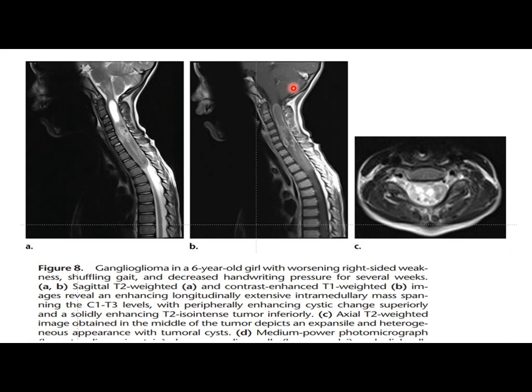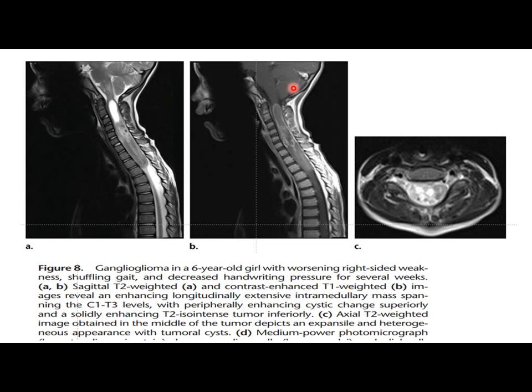Ganglioglioma is another tumor of neuroepithelial origin, and this is a patient with, I think, diffuse holocord involvement. It's a grade 2 neuroepithelial tumor of glial cell origin.